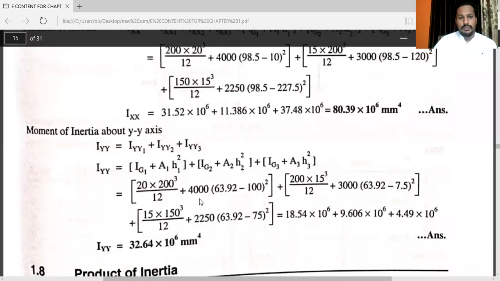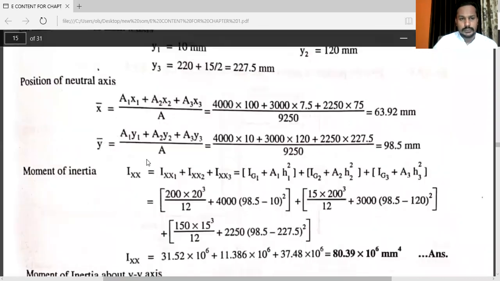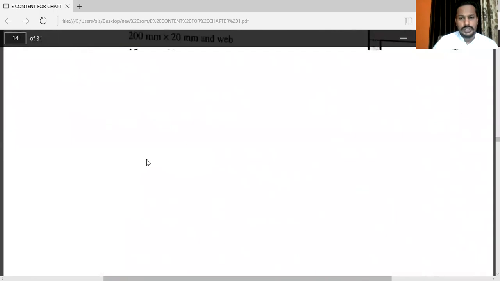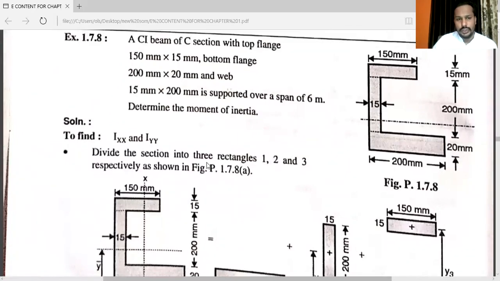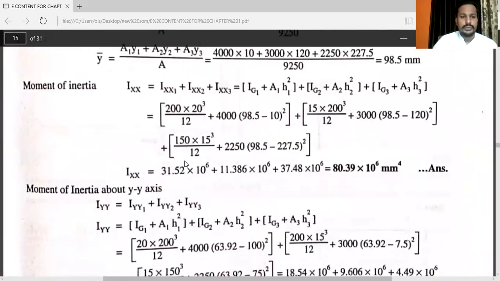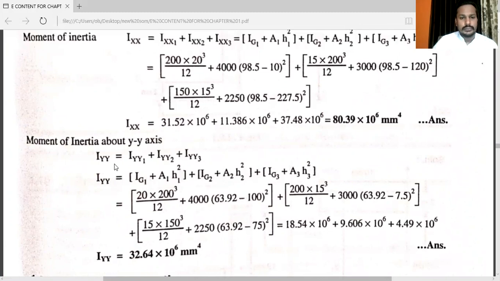This problem is very, very important. If you will solve this problem, you will get the entire idea about the moment of inertia. Here, the C section is not symmetrical about any center line. So we have used parallel axis theorem while calculating Ixx and Iyy. Thank you.